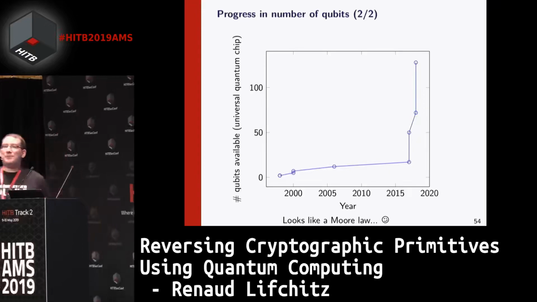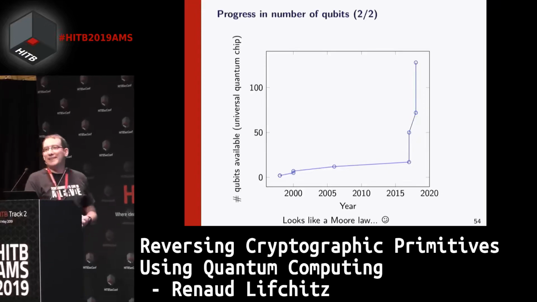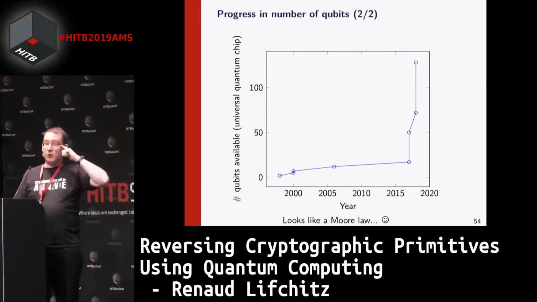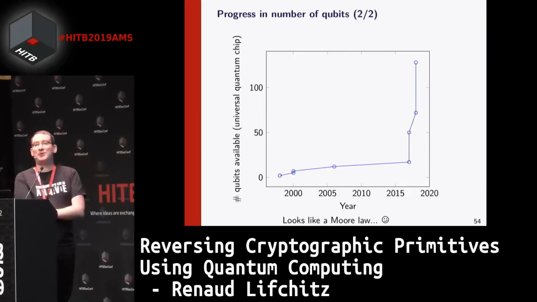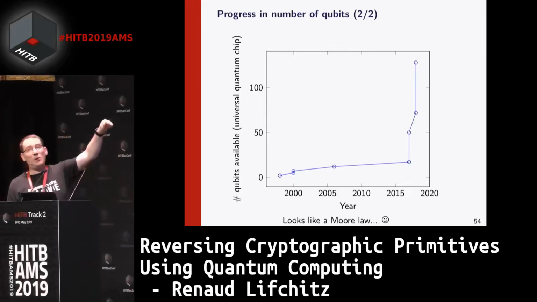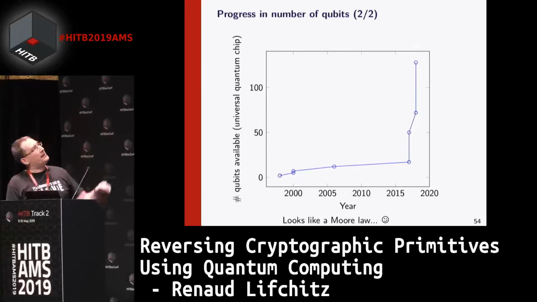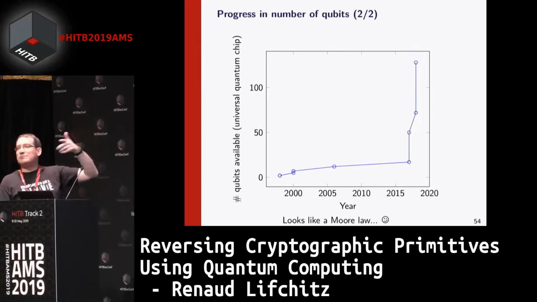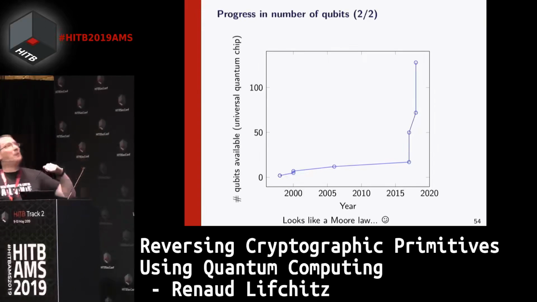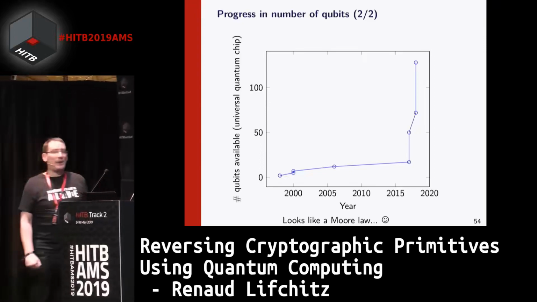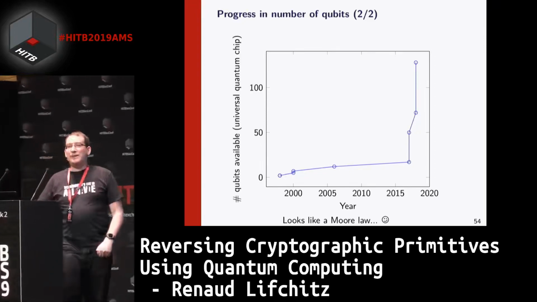And if we graph the number of qubits over time, it looks like Moore's law, exactly like in traditional computing, because the number of qubits is doubling every year or every 18 months. You see it's growing very fast. So the threat is coming.